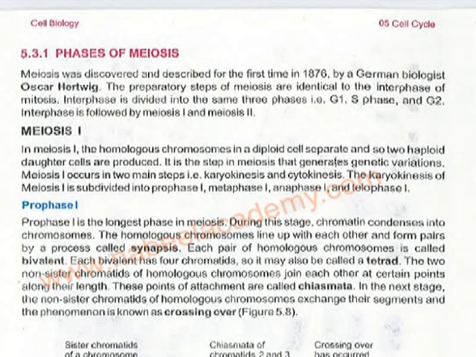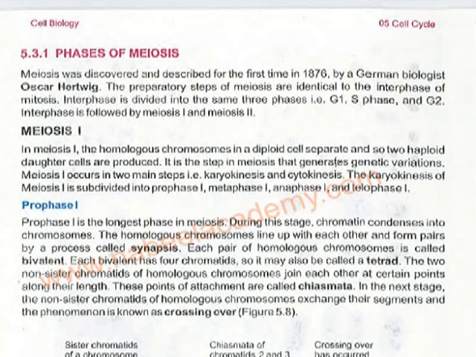1876. The interphase of mitosis is identical to the preparatory steps of meiosis. Okay, the phases are G1, S phase, G2. After that, what happens? Meiosis 1 and then meiosis 2. Interphase is the start, and then what happens? Meiosis 1 and meiosis 2.